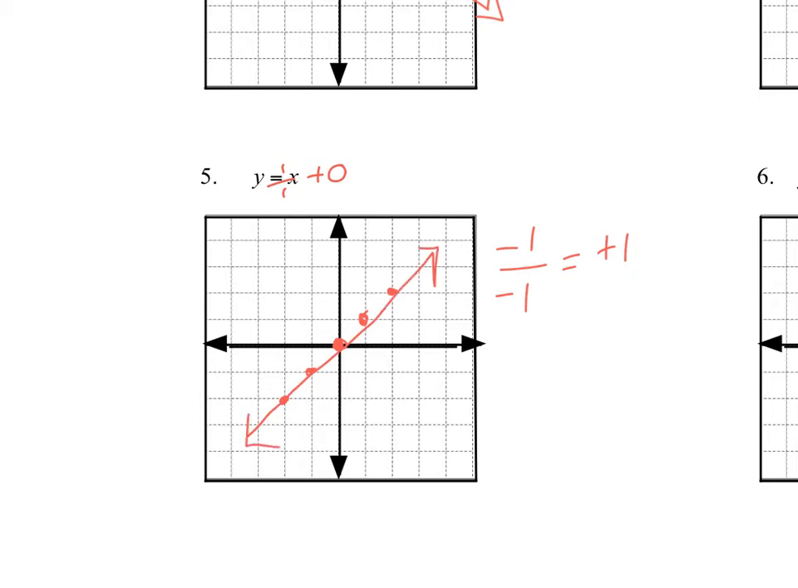Easy way to check your work is we had a positive slope here. See how our graph is increasing? We have a positive graph. Quick and easy way to check your work. Alright, and we are going to flip to the next page.